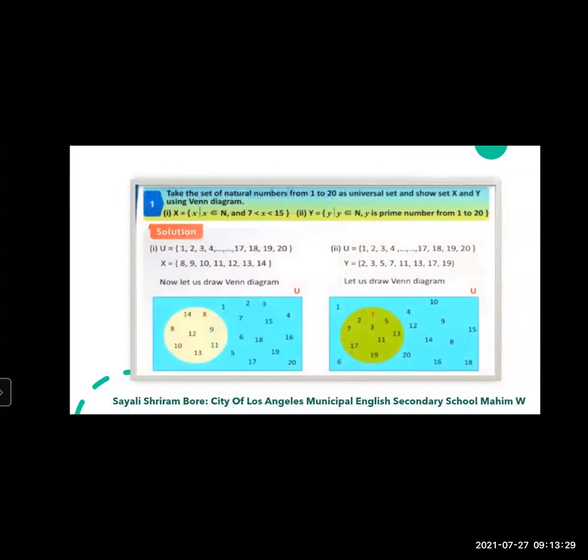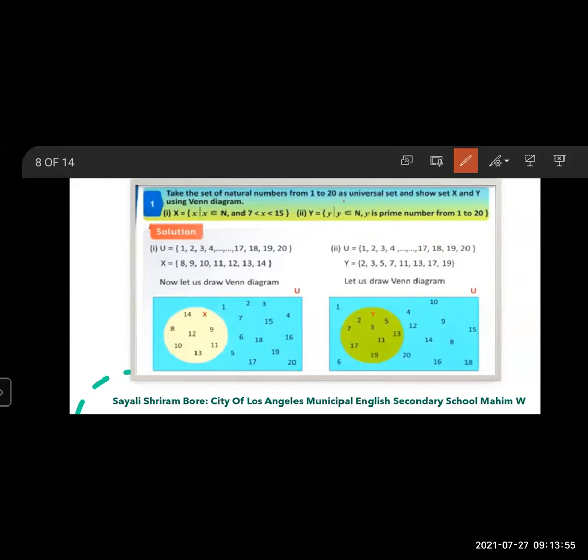Next, now let us take the example. Okay, now we'll see one example. Take the set of natural numbers from 1 to 20 as universal set and show set X and Y using the Venn diagram.